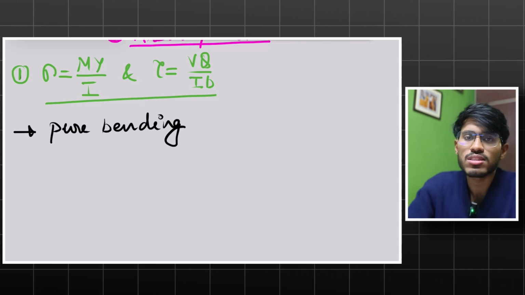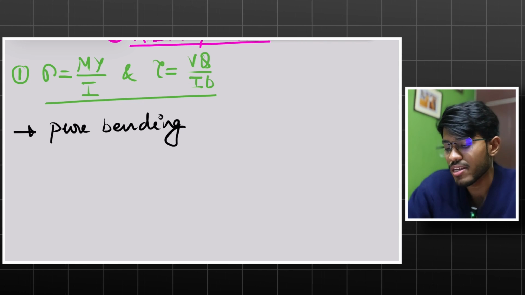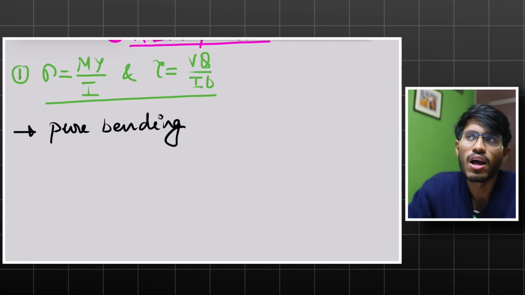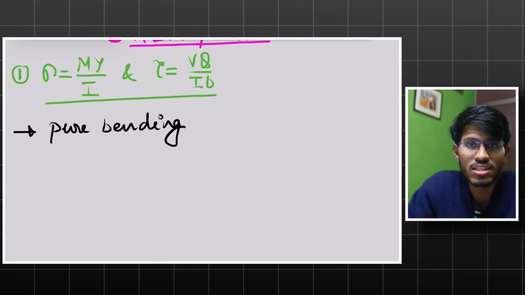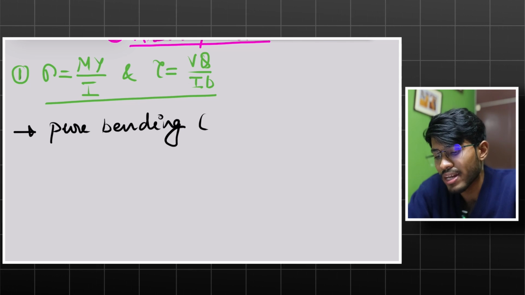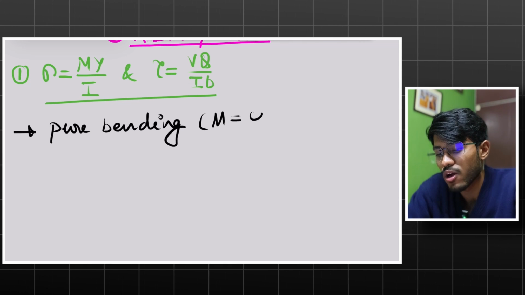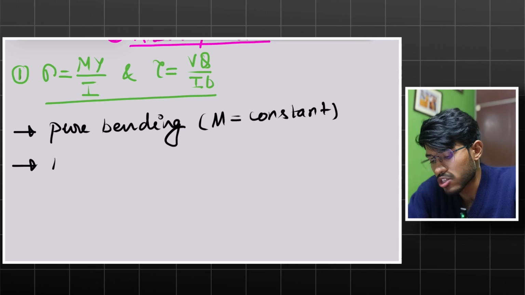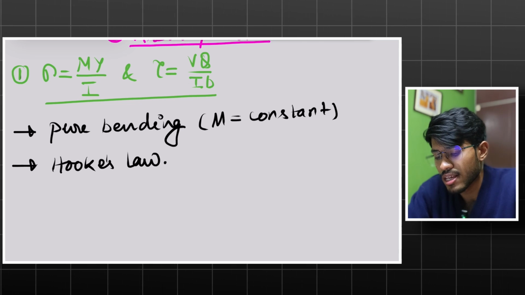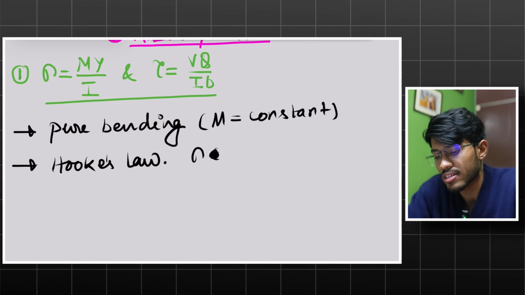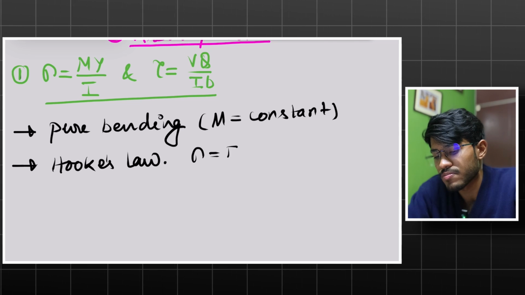I think you already knew this. So these assumptions, I suppose that you should have studied this. If you have studied from a good study material, it can be a lecture, it can be a book, then you should have known this. So pure bending means M is equal to a constant throughout the length of the beam. Then it should obey Hooke's law. Okay, that is stress is proportional to strain, right? Or I should write E.